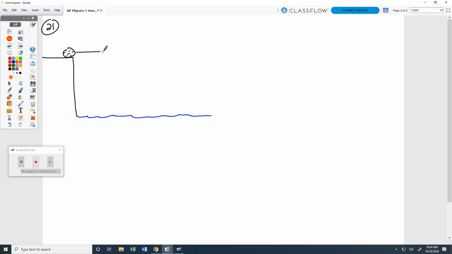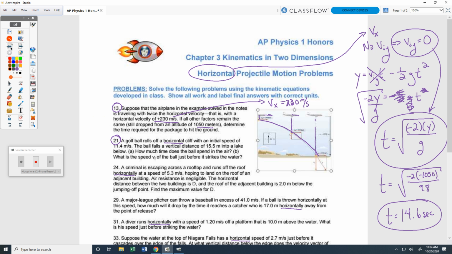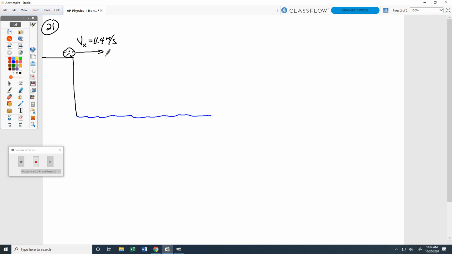It's moving horizontally because it's coming off this horizontal cliff, so that Vx is the 11.4 meters per second. So when they say that the golf ball is rolling off this cliff at an initial speed of 11.4 meters per second, that's really saying Vx. This golf ball is going to go flying through the air, hit the water, splash. It's now in the water.